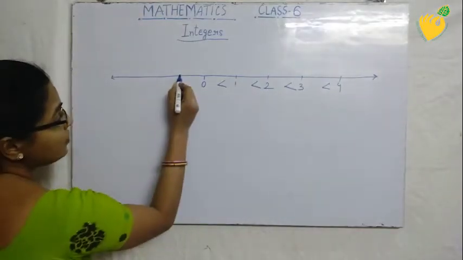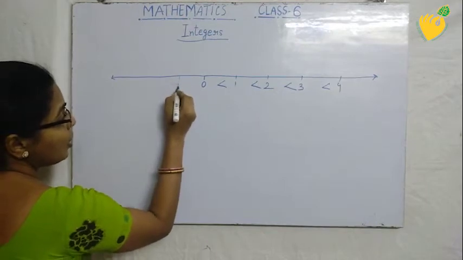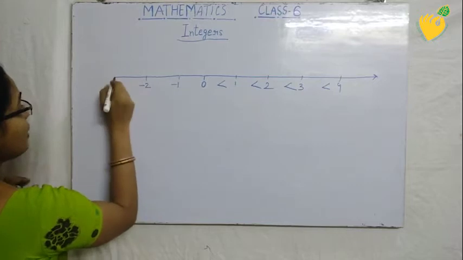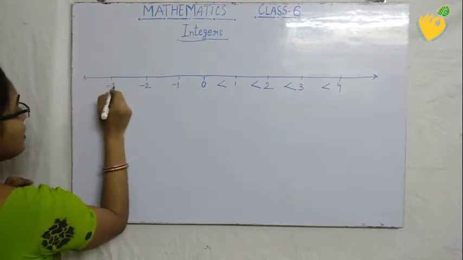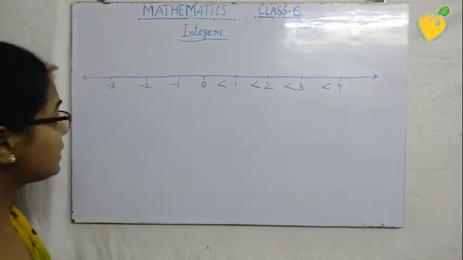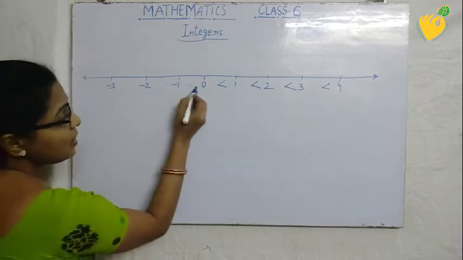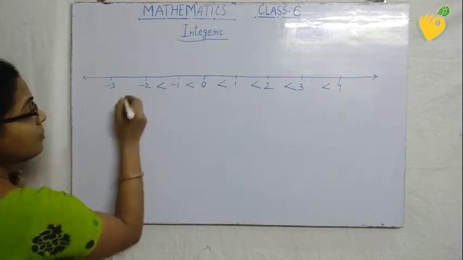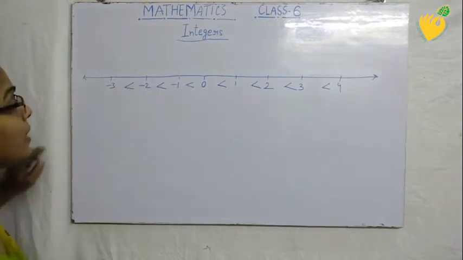But students, as we move away from 0, on the left hand side of the number line, like this students, the numbers are decreasing. See, 0 is greater than minus 1. Minus 1 is greater than minus 2 and minus 2 is greater than minus 3.